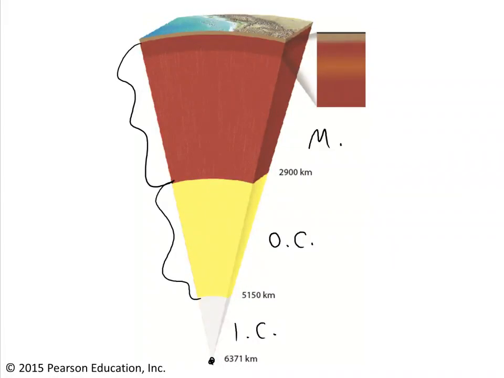If you zoom in on the mantle, you will find that there is a weak portion of the mantle called the asthenosphere, and then we have the upper mantle joined to the crust. That makes the lithosphere above that.